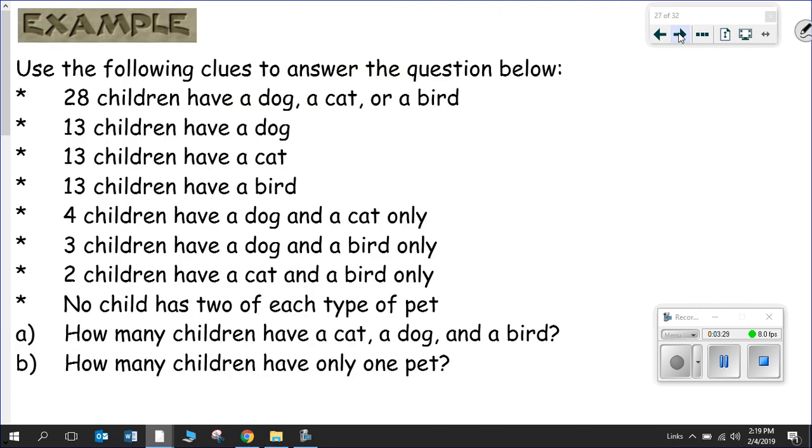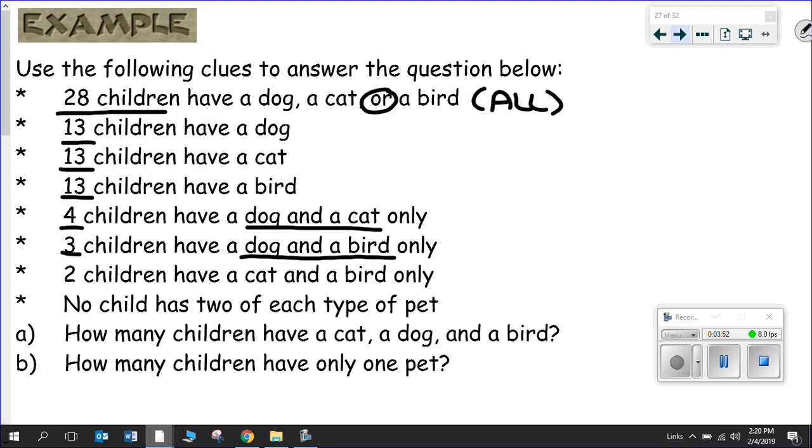So it says, use the following clues to answer the question below. We have 28 children who have a dog, a cat, or a bird. So that is all kids. We're going to end up with 28 kids. 13 have a dog, 13 have a cat, and 13 have a bird. 4 have a dog and a cat only, so that intersection place. 3 have a dog and a bird only, so the second intersection. And the third intersection of 2 kids have a cat and a bird.